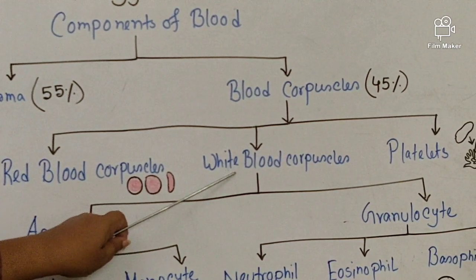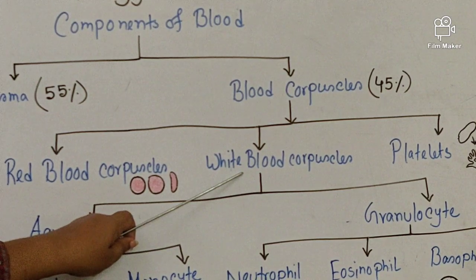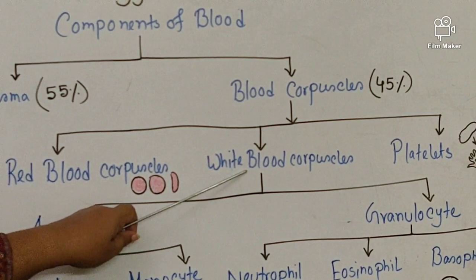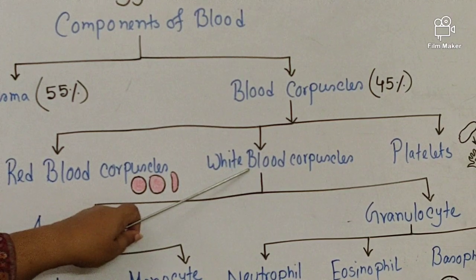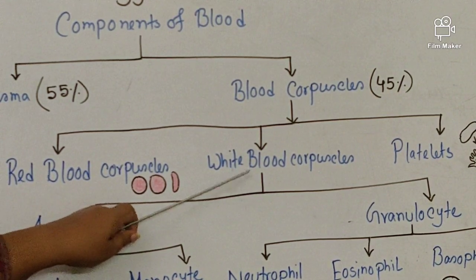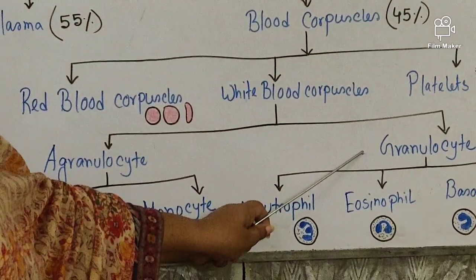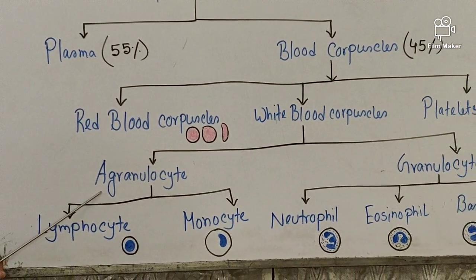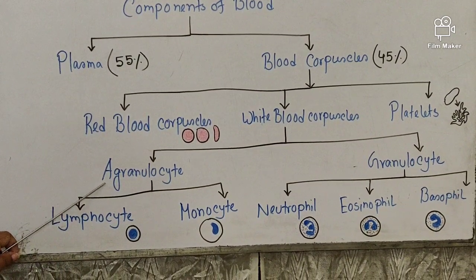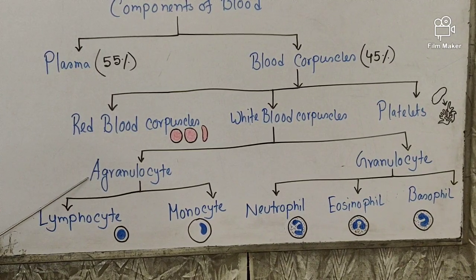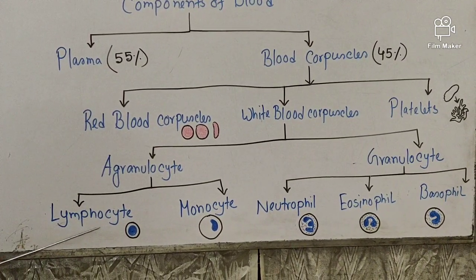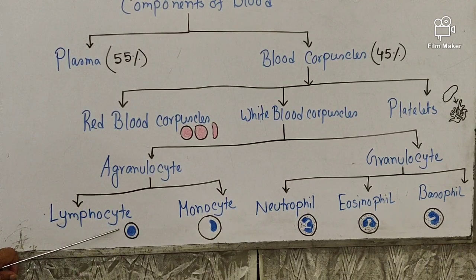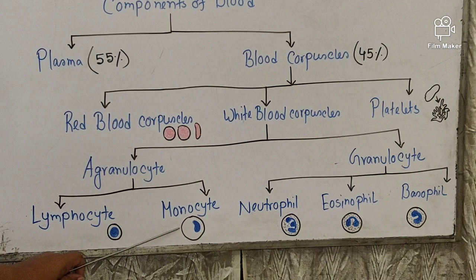Now, white blood corpuscles. White blood corpuscles are colorless but contain a nucleus. According to the structure and presence of granules in the cytoplasm, white blood corpuscles are of two types: agranulocyte and granulocyte. Agranulocyte. The cytoplasm of white blood cells which are without granules and transparent are known as agranulocytes. Agranulocytes are of two types: lymphocyte and monocyte. Lymphocytes are small cells with large nuclei and monocytes are large cells with small nuclei.